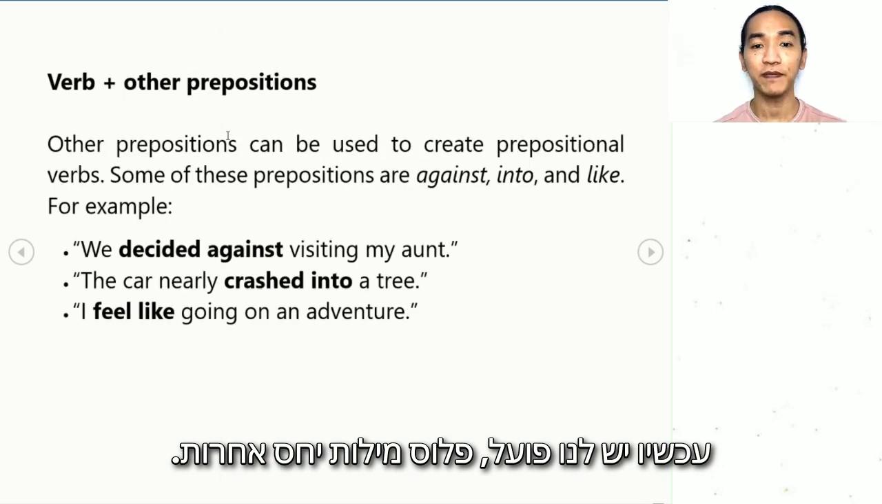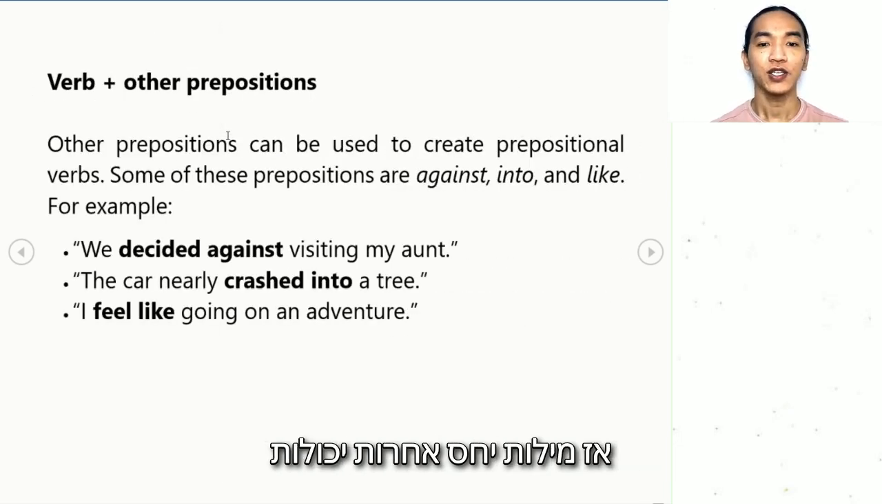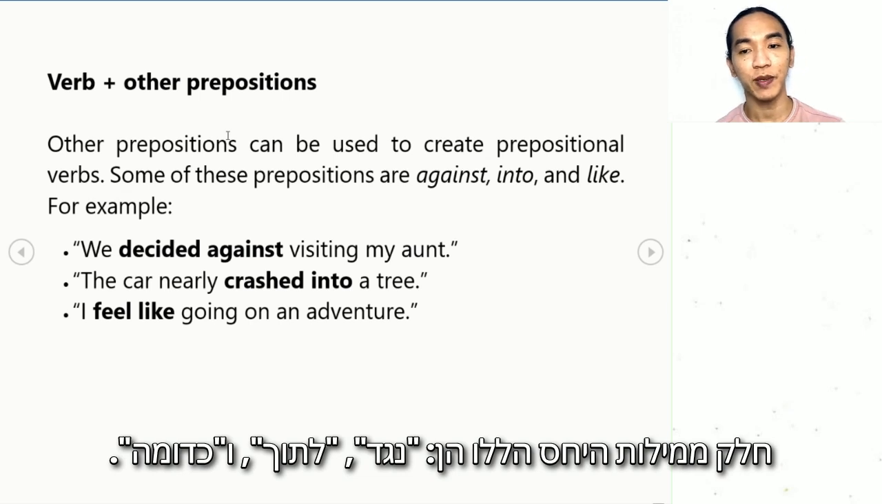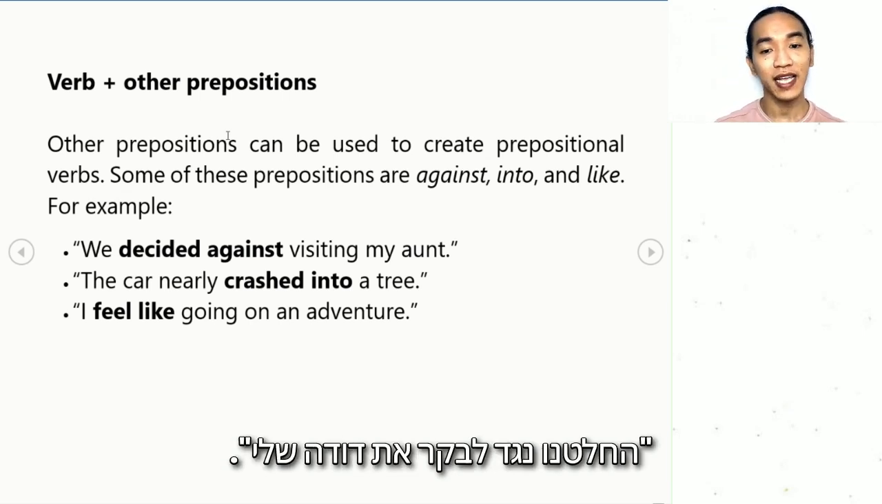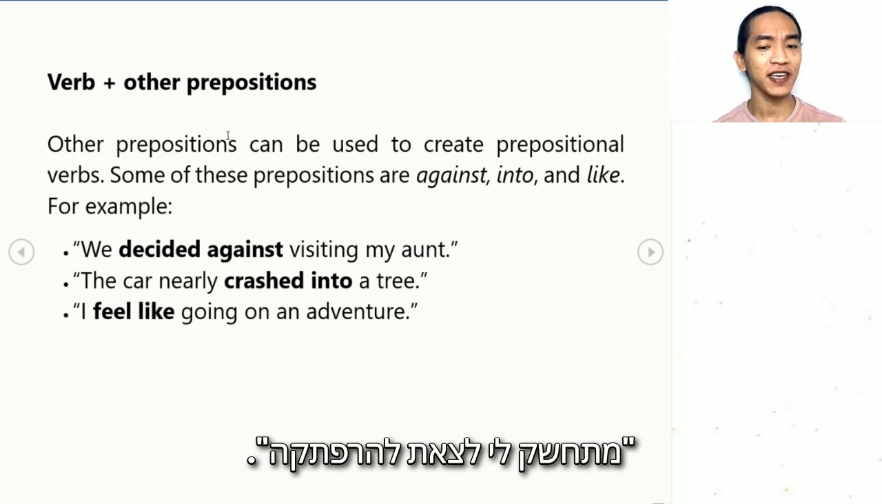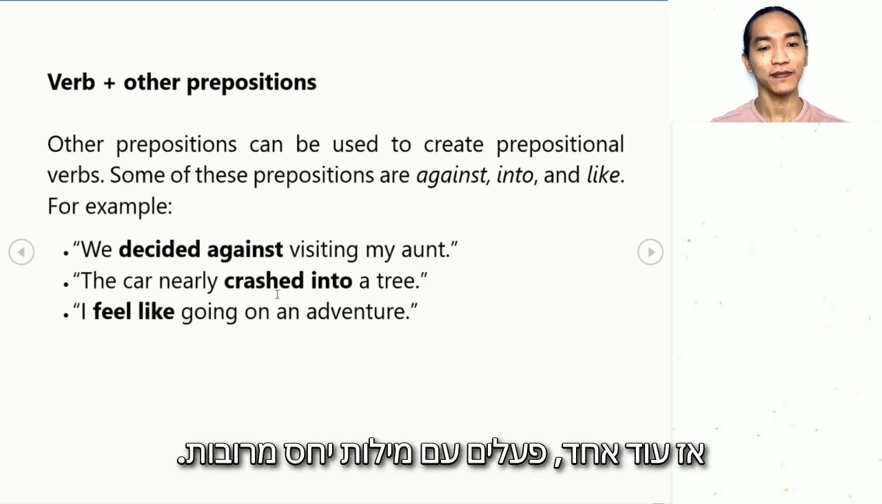Now, we have verb plus other prepositions. Other prepositions can be used to create prepositional verbs. Some of these prepositions are against, into, and like. We decided against visiting my aunt. The car nearly crashed into a tree. I feel like going on an adventure.